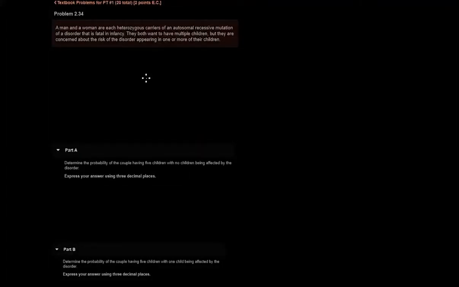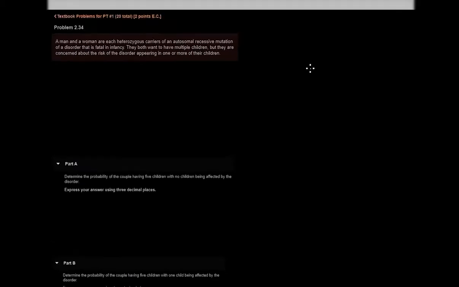I'm going to be covering problem 2.34, or number 19 from your extra credit set of questions for the upcoming exam. You can find this problem in your textbook in chapter 2, and it's number 34. Just like all of the rest of the even numbered problems, you can find the answers in your appendix at the back of your book. Anyways, this question is going to be asking us to find the probabilities of a couple having several children that might be affected by an autosomal recessive disorder.